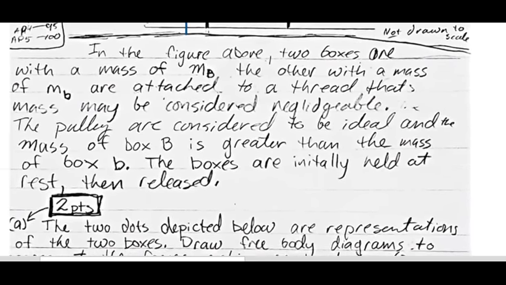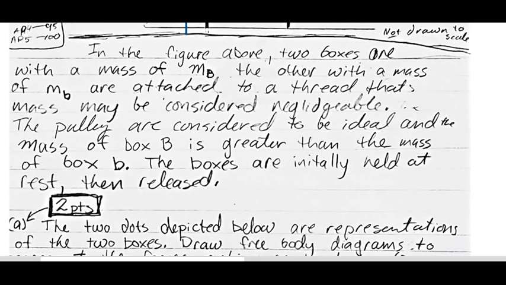In the figure above, two boxes, one with a mass of large M_B and another with a mass of small m_b, are attached to a thread whose mass may be considered negligible. Magic Disney string, it's there, but it has no mass for some reason. The pulleys are considered to be ideal. That means they spin without friction. They have no mass. They're there, but they're not there.